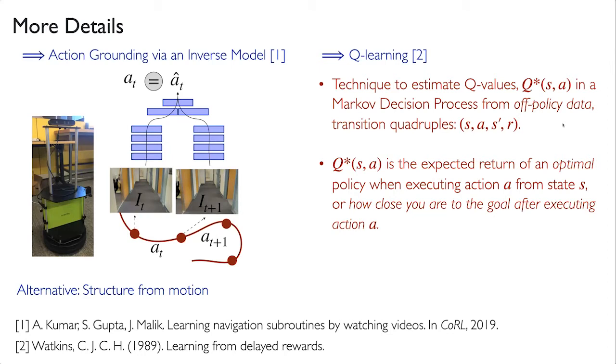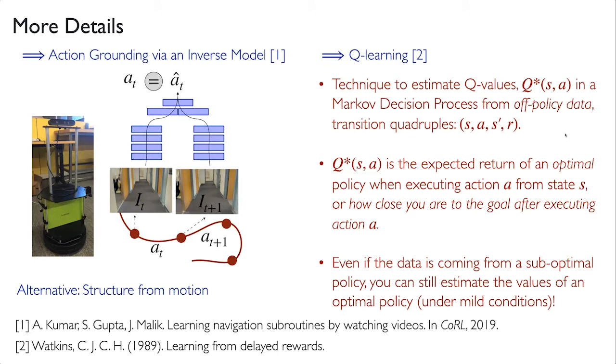And what is a Q function? It is essentially the expected return of an optimal policy when executing action A from state S. Or colloquially, you can say how close you are to the goal after you've executed action A, right? So that's kind of what Q star of S, A captures. And as I said, even from suboptimal data, you can still estimate the value of the optimal policy through Q-learning. There are some mild technical conditions under which you can do this, but that's kind of what Q-learning is, right?